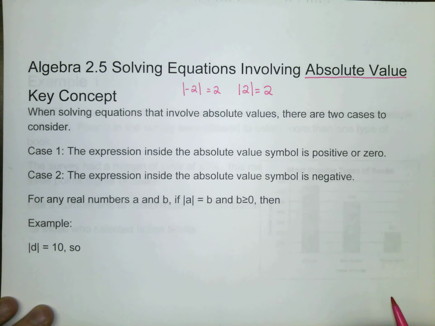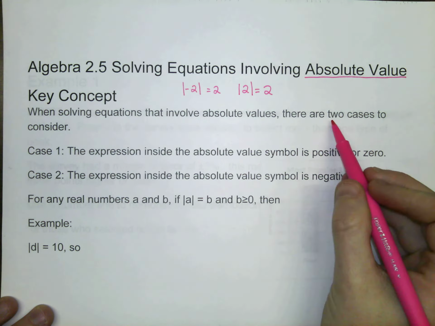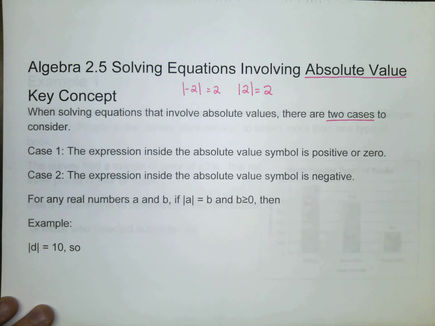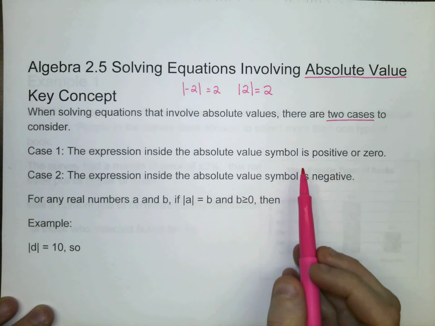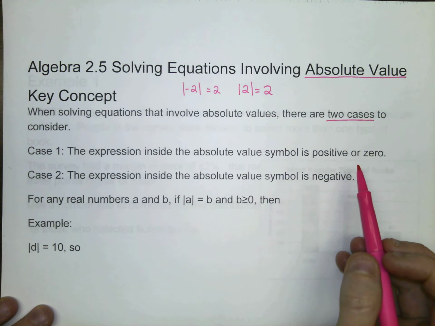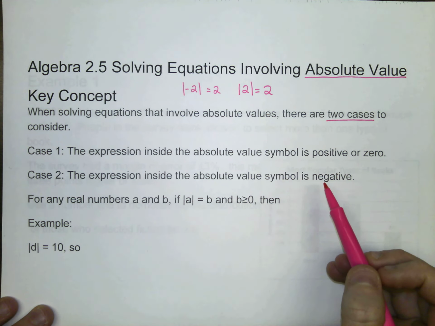Now that we've started using equations and solving for a variable, what happens if there's an absolute value in that equation? When you're doing problems, there are two cases when there's an absolute value. You could have a positive or 0 number inside the absolute value, or that number could be negative. So you're going to likely have two results. So let's take a look.